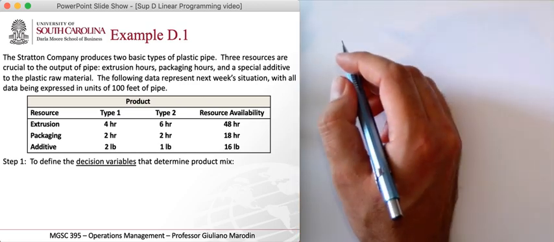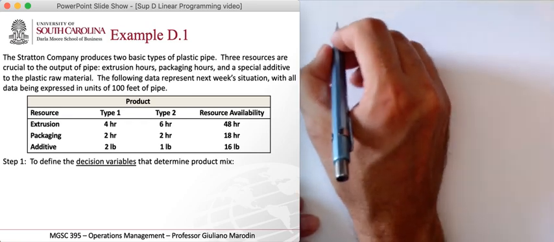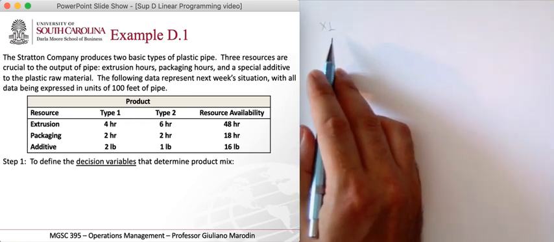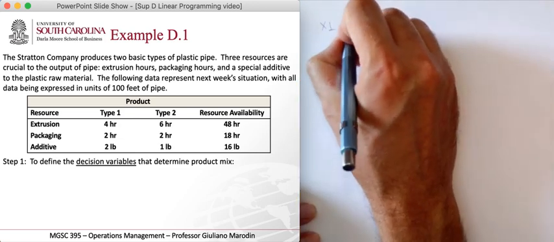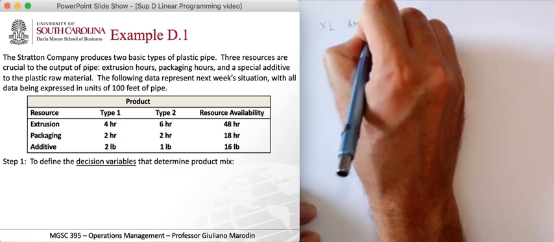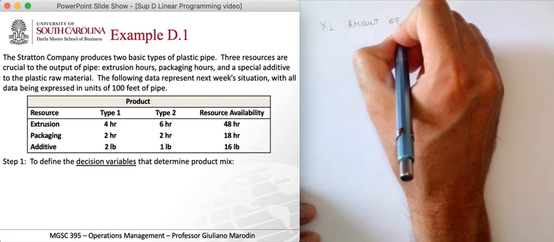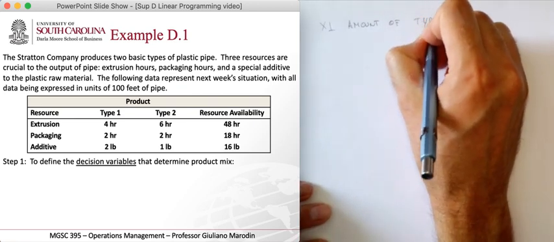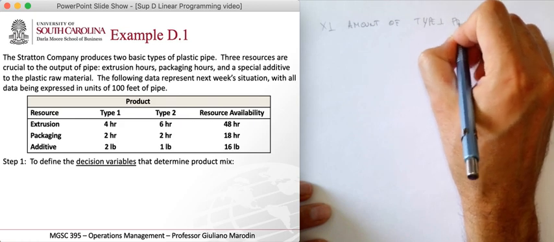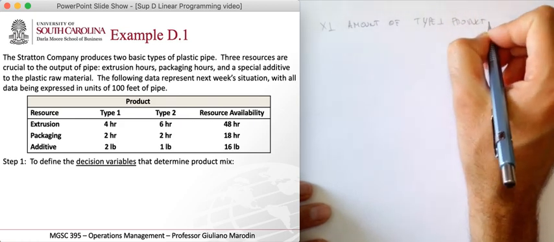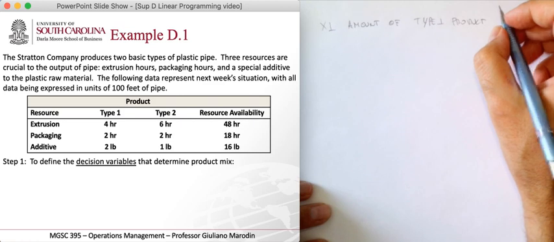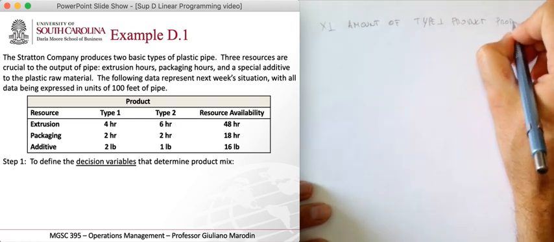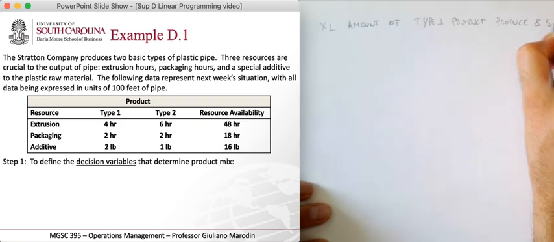So I have a variable to explain what that is. I'm going to call it x1, my variable that I'm going to create, and it is going to be the amount of type 1 product that I'm going to produce and sell.